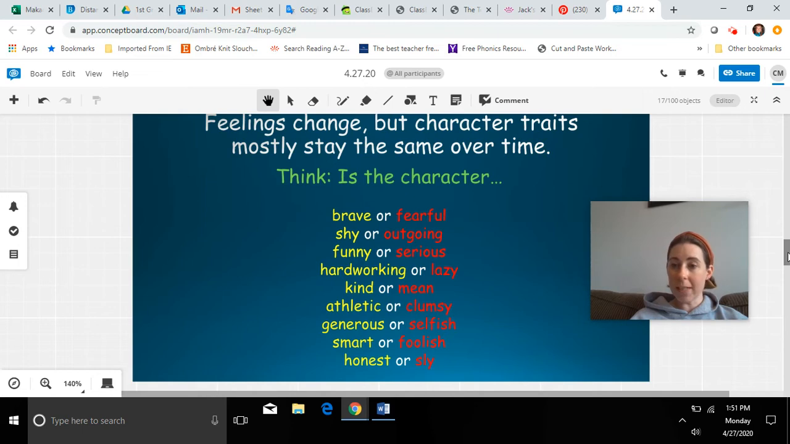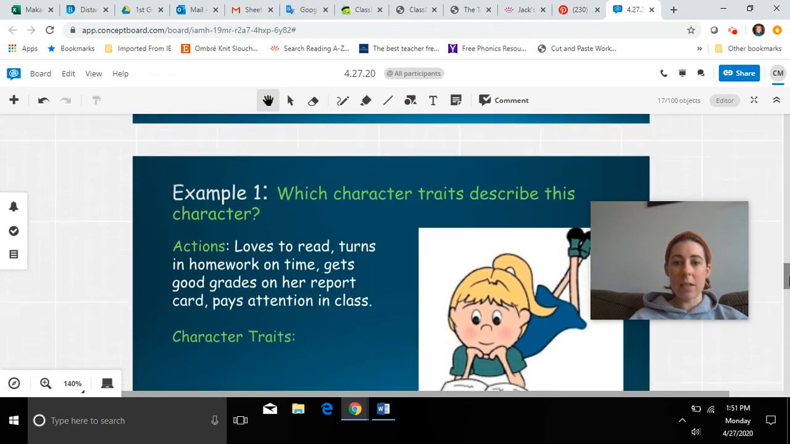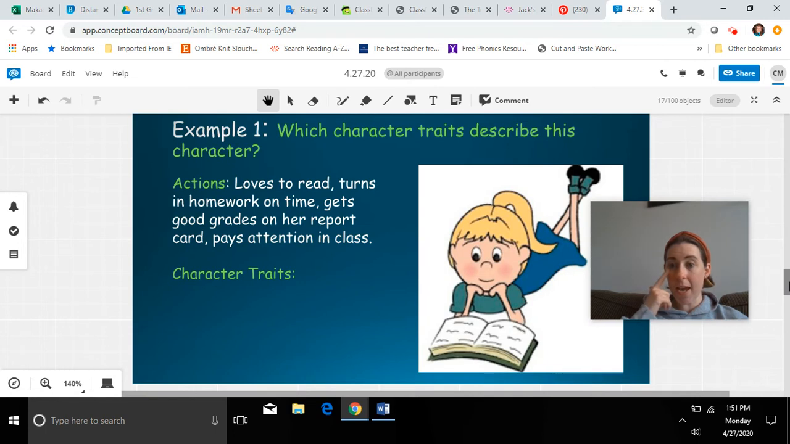We're going to do 4 examples today to practice, seeing if we can figure out the character traits. Here's our first character. This says example 1. Which character traits describe this character? Here are her actions. These are what she does. She loves to read. She turns in homework on time. She gets good grades on her report card. And she pays attention in class.